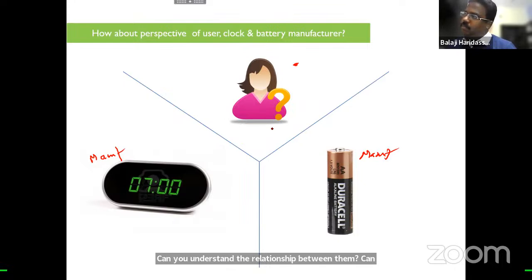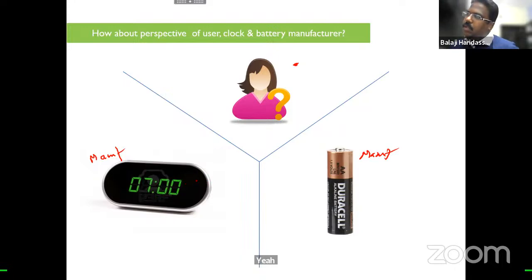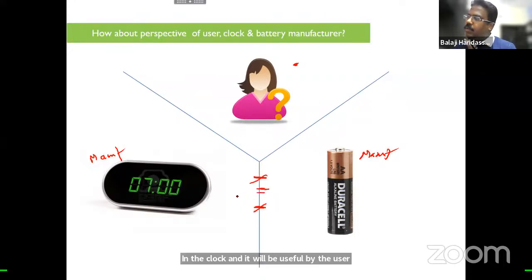The manufacturer of the clock and the manufacturer of the battery should follow uniform standards, so that the battery can fit in the clock and be useful to the user. Exactly. So all they care about is the interface. This and this should follow the AA interface.